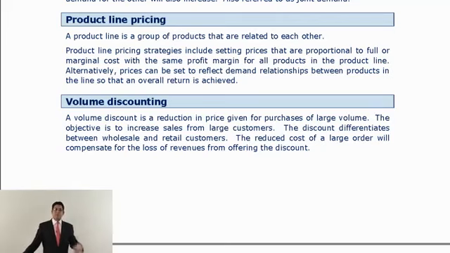So product line pricing strategies include setting prices that are proportional to full or marginal cost with the same profit margin for all products in the product line. Whether you are producing Coke or Fanta, the idea is the cost is more or less the same. Packaging is more or less the same, volume is more or less the same. So whether the customer buys product A or product B, the company ends up with more or less the same money.